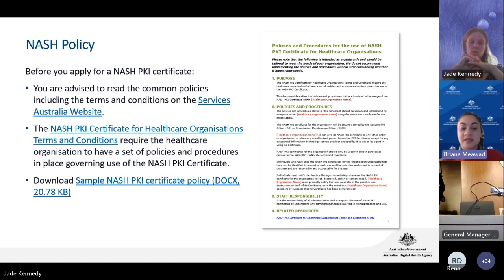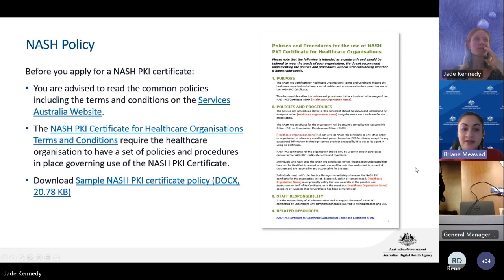But we do know that this is something that a lot of practices do find useful to have up their sleeve. So we have linked on the bottom of this screen here the sample policy template that is provided by Services Australia. As you can see on the right-hand side of the screen, it is one page. So it's only got 4 sections in it. It's quite a simple policy, but again, this might come in handy if Services Australia does do any of their own checks or audits around the NASH certificates, ensuring that you have a policy in place for using that NASH certificate appropriately. So that one is there for your convenience to check out later on if you'd like.